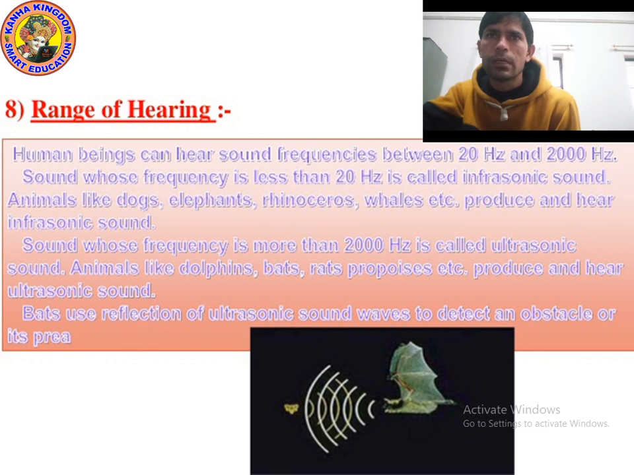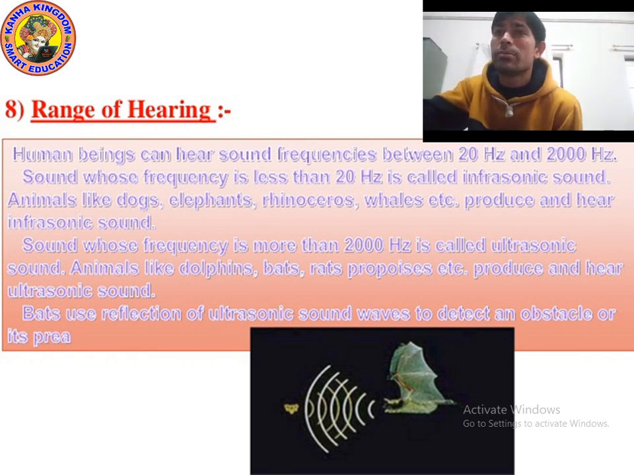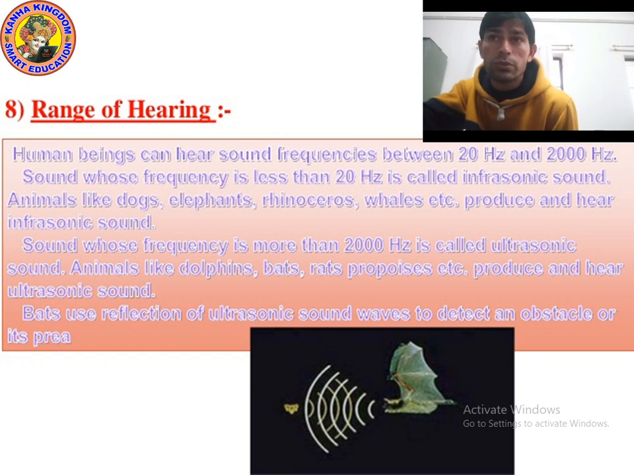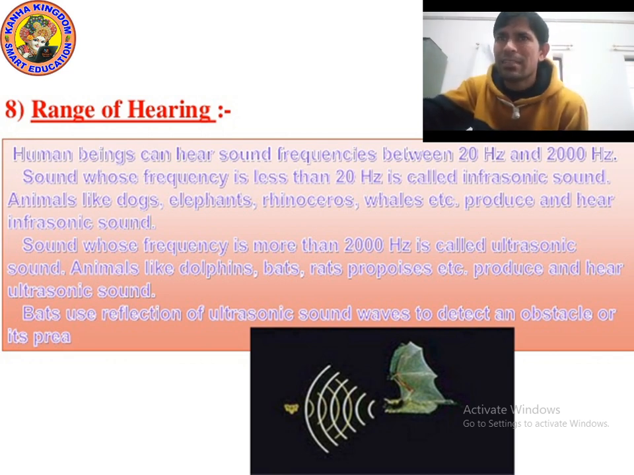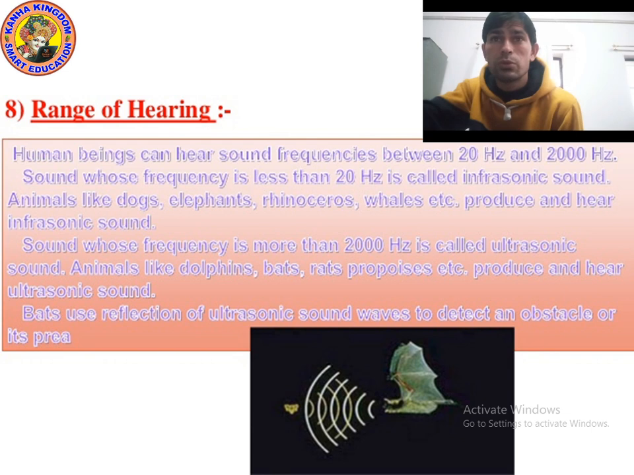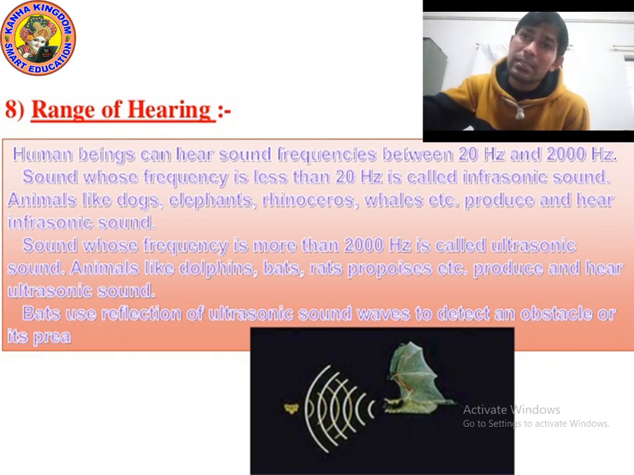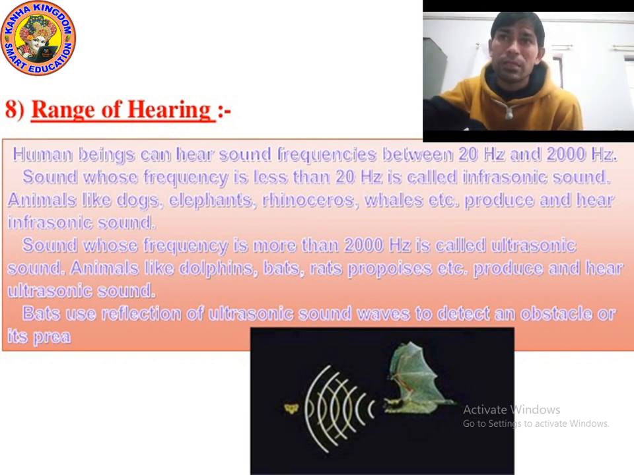So kids, a human being can hear sound frequencies between 20 hertz and 20,000 hertz. What is the range of hearing of a human being? 20 hertz to 20,000 hertz. So I hope you understood that the human hearing capacity is 20 hertz to 20,000 hertz, and above or below this, a human being cannot hear the sound.